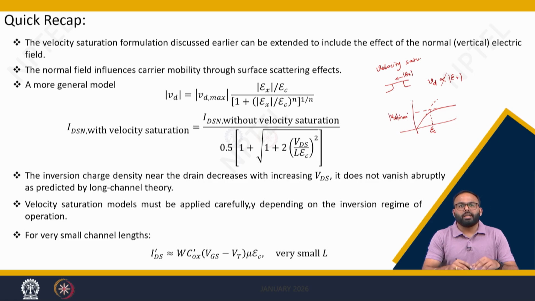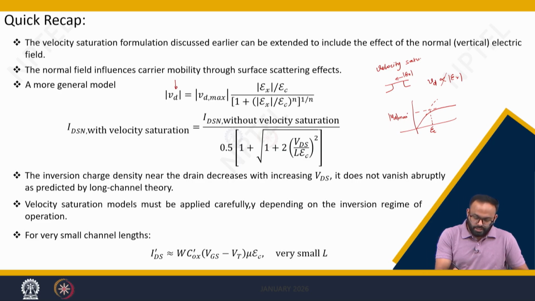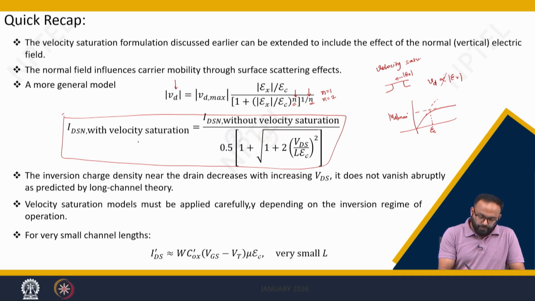Then we said that we can incorporate this velocity saturation by considering a simple model of Vd, which is Vd max times Ex divided by Ec, divided by 1 plus Ex divided by Ec. Later we said that a better approach is to incorporate this model with a fitting parameter n, where n equals 1 for holes and n equals 2 for electrons. When you incorporate this model, the current equation with velocity saturation equals the current equation without velocity saturation divided by this factor.